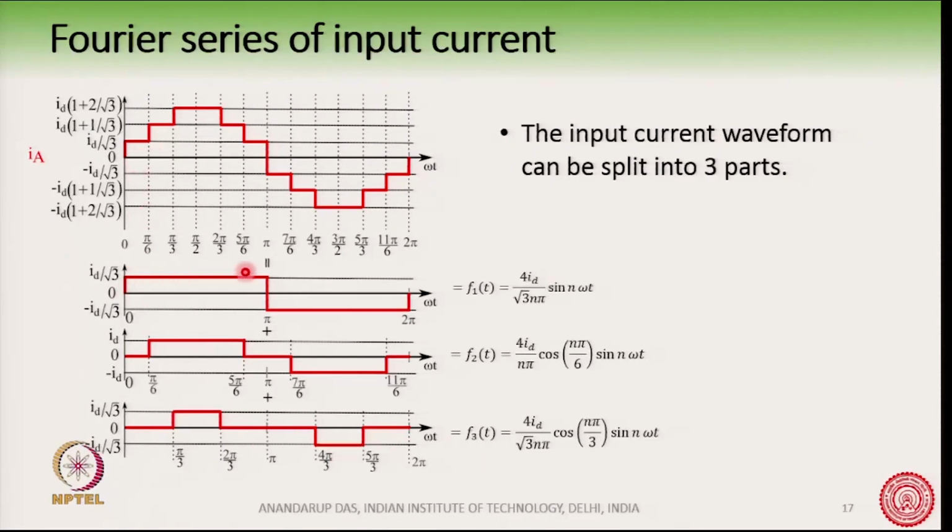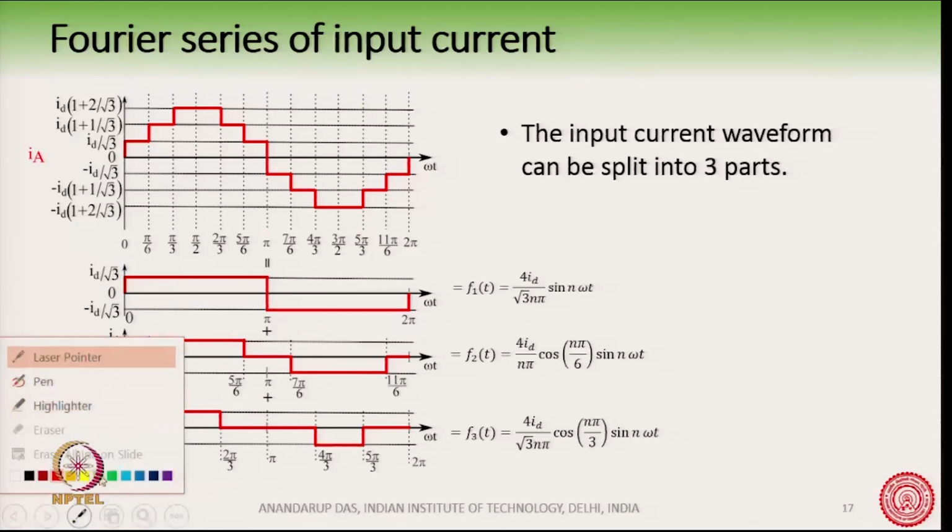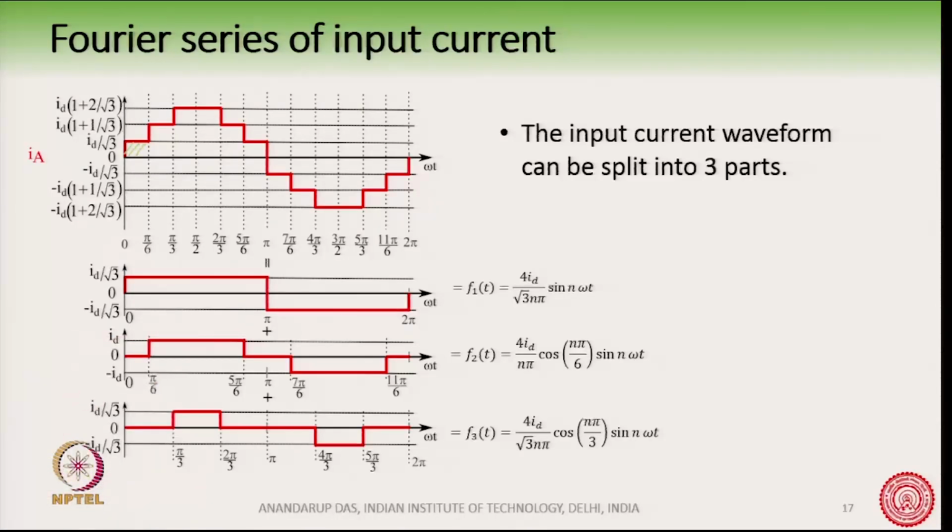So, how are we getting this? The first part comes from this part of the waveform, from here to here. So, this is the first part of the waveform, and this part of the waveform is coming here. You can see the magnitude: this waveform is a square wave with amplitude of id by root 3 and minus id by root 3. So, this is the first part of the waveform.